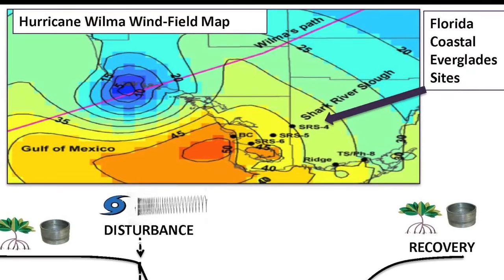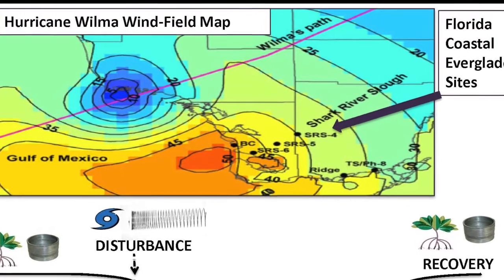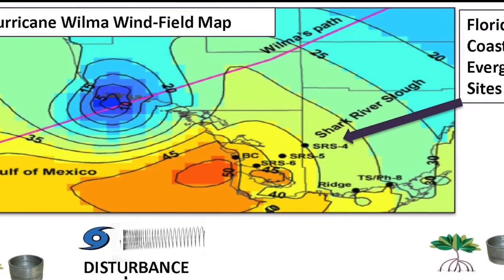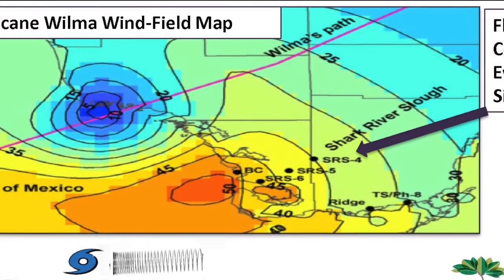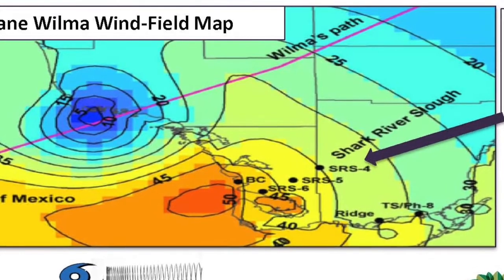I'm conducting my research at these 3 sites along Shark River, which are part of a long-term ecological research project that started in 2001. This general trajectory of recovery from disturbance is the model I'm using to evaluate Hurricane Wilma's impact. And the recovery to pre-disturbance functional levels would suggest the system is resilient.